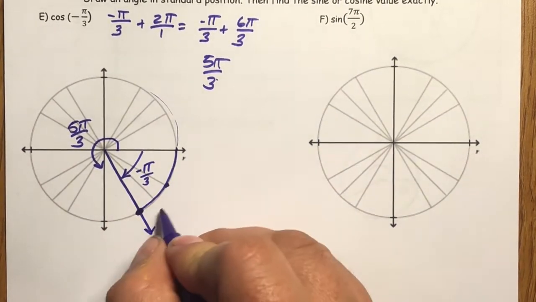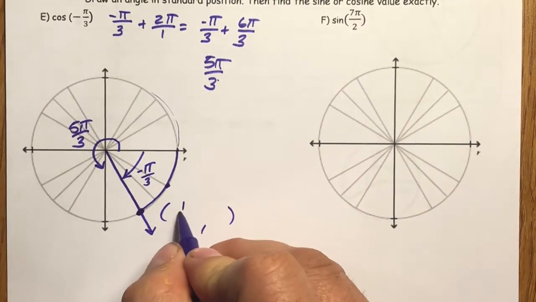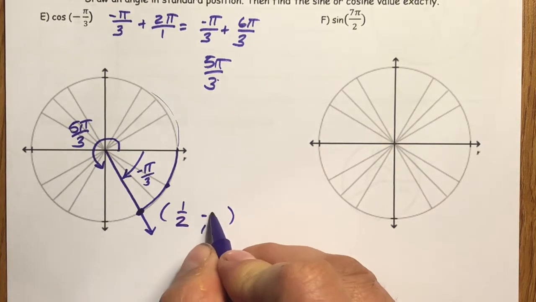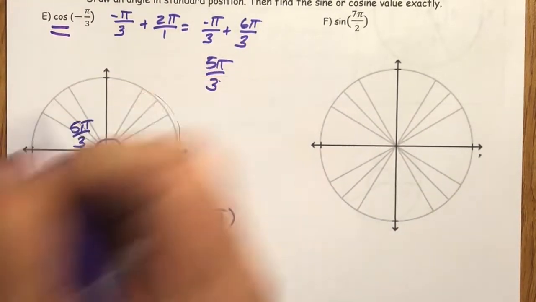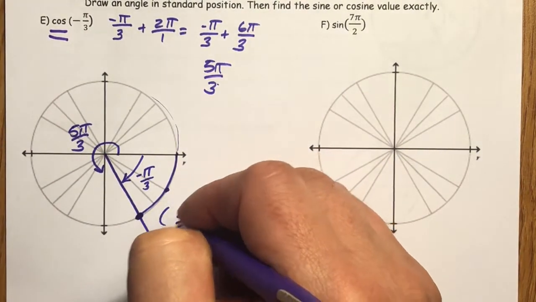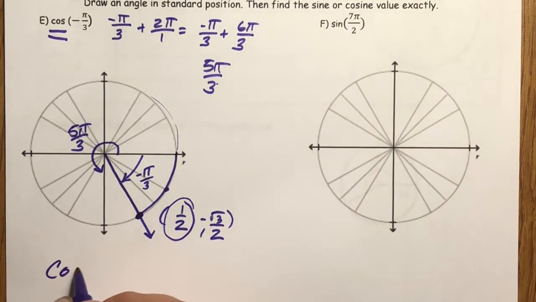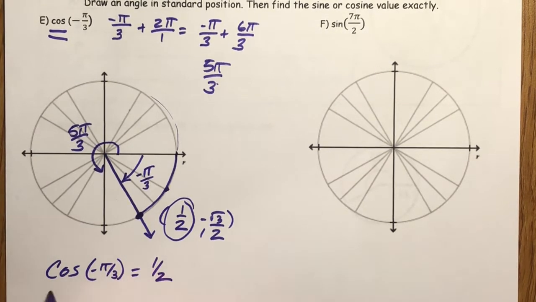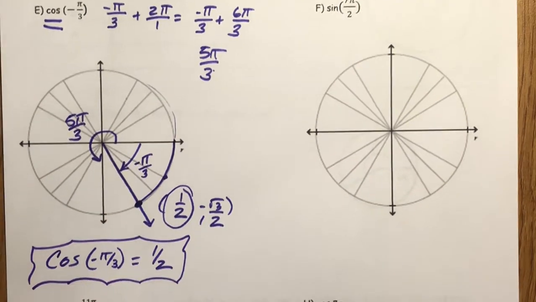So again, we're going to look right here. This is going to be positive 1/2, negative root 3 over 2. So ultimately, we wanted the cosine, which is the 1/2. So the way you could write your answer, you guys, the cosine of negative pi over 3 is equal to 1/2. There's your answer.